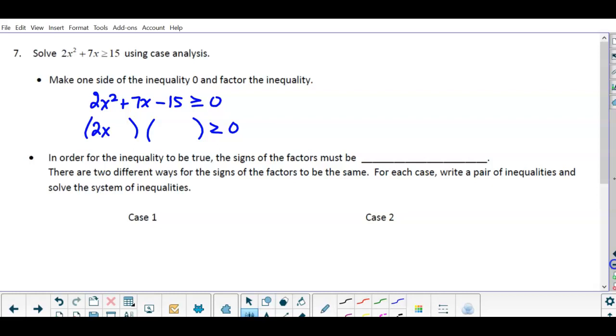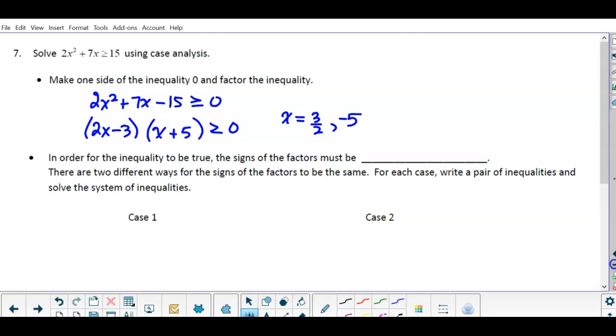Oh, did we do this one already? Yeah, we've done this before. Anyway, whatever. Doesn't matter. So we've got something similar. Okay, so factor that. So you know your possible solutions, if it was an equation, would be -5 and 3/2.